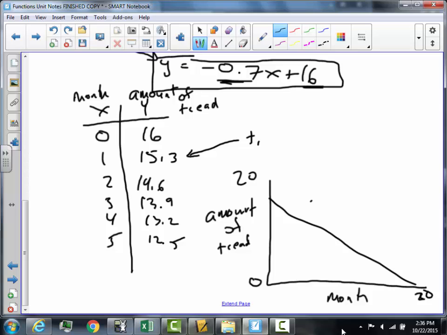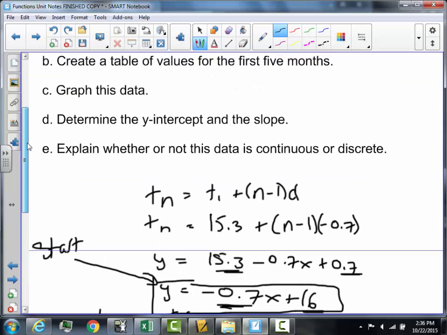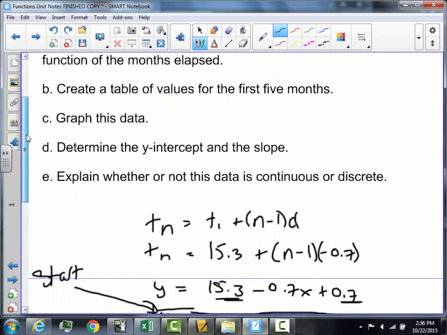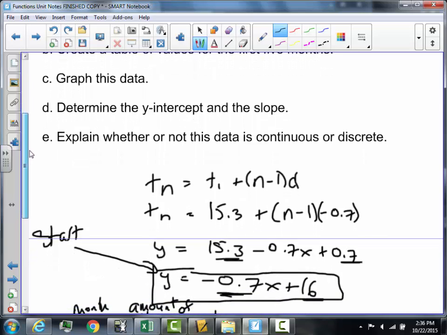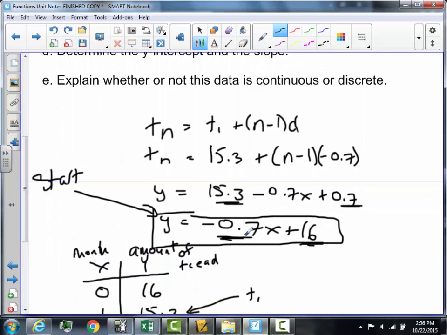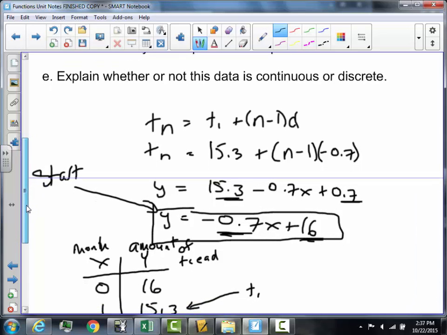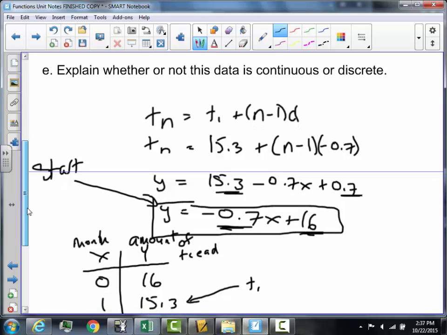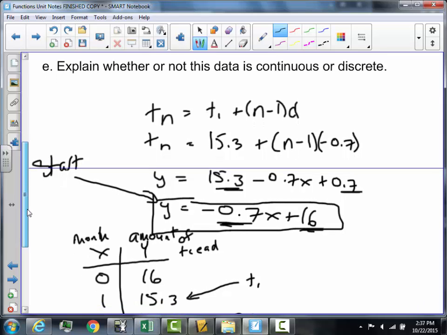Does that work? Okay, let's keep answering some more questions then. We graphed this data. Do you guys know what the y-intercept and the slope were? Yeah. The y-intercept was 16, the slope was negative 0.7. Continuous or discrete? I'd say continuous. Right. Do you have to measure the tread on your tires every month? Or could you have measured the tread on the tires partway through the month? Okay, so then continuous makes more sense.